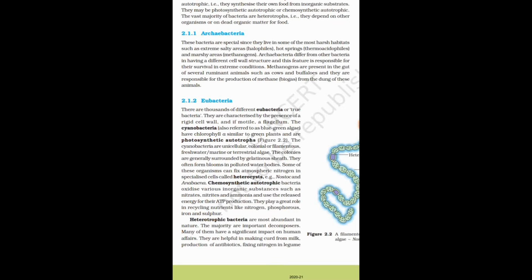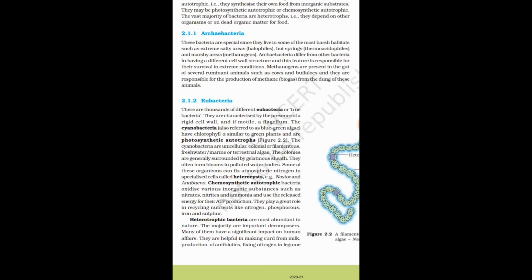2.1.2 Eubacteria. There are thousands of different eubacteria or true bacteria. They are characterized by the presence of a rigid cell wall and, if motile, a flagellum. The cyanobacteria, also referred to as blue-green algae, have chlorophyll a similar to green plants and are photosynthetic autotrophs. The cyanobacteria are unicellular, colonial or filamentous, freshwater, marine or terrestrial algae. The colonies are generally surrounded by a gelatinous sheath. They often form blooms in polluted water bodies.